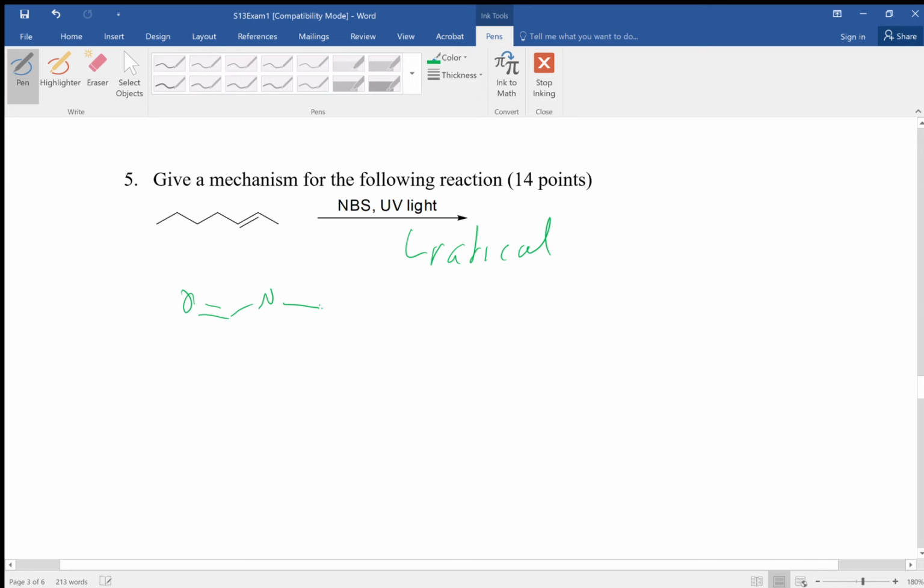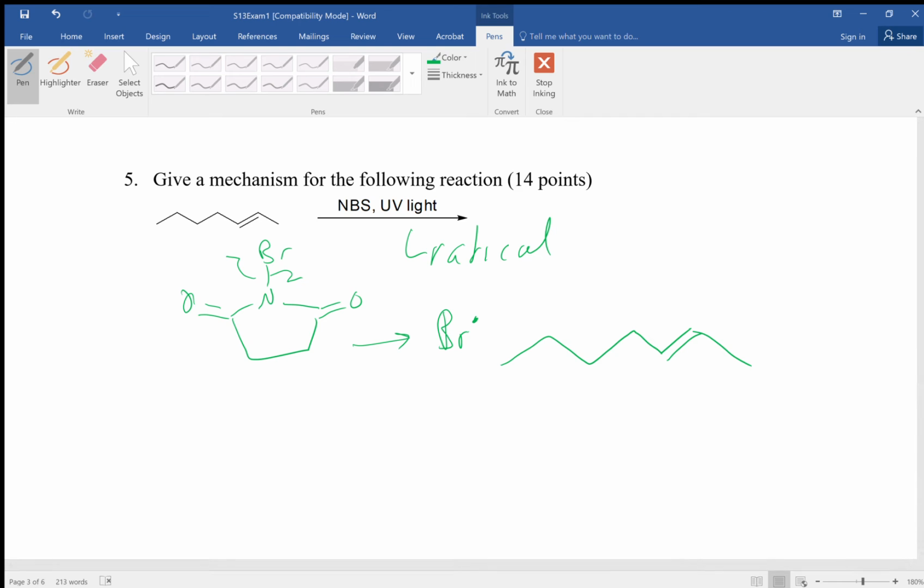So NBS is this compound, which has the weak nitrogen-bromine bond, and with the addition of UV light, that bond breaks to give us a bromine radical. That bromine radical can then remove a hydrogen atom from our alkene, and it's going to do so to form the most stable alkene.